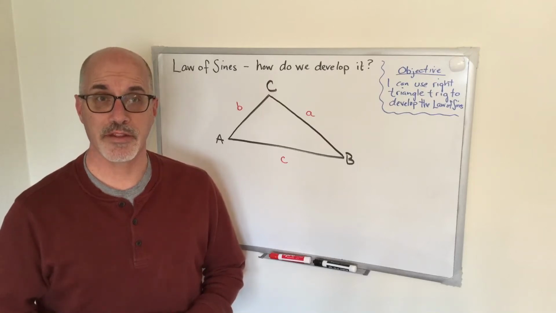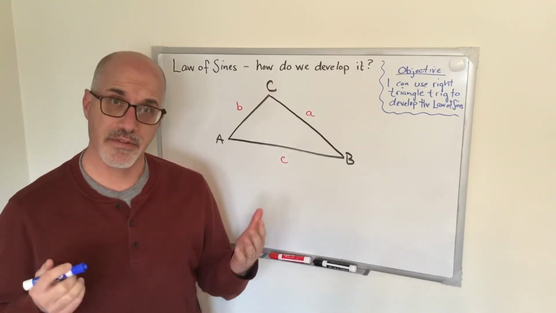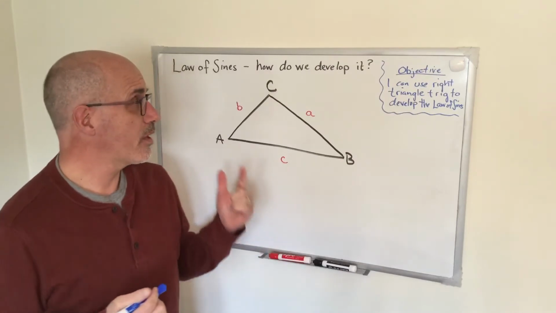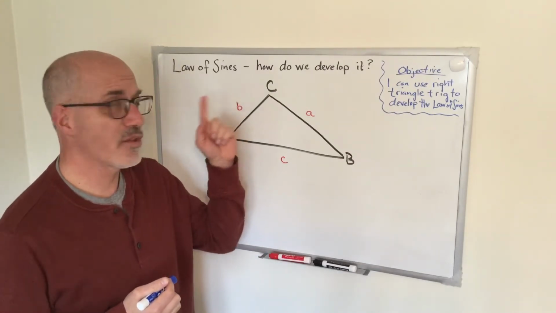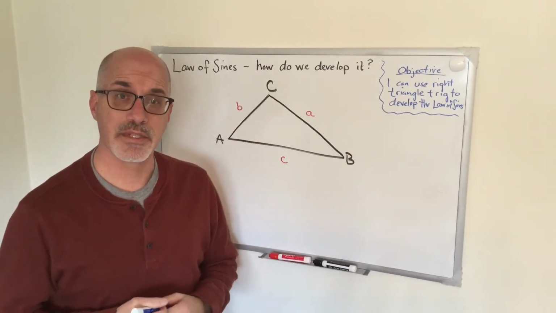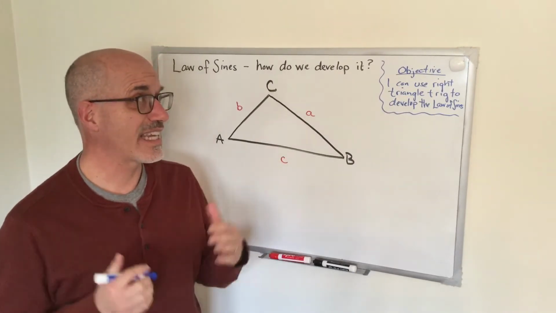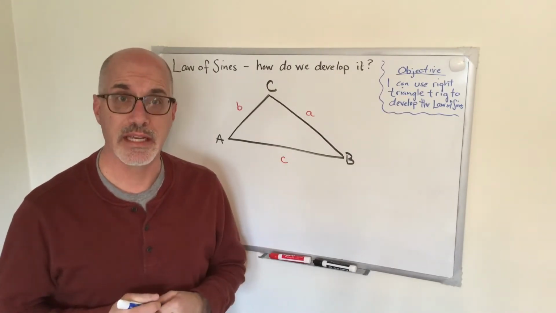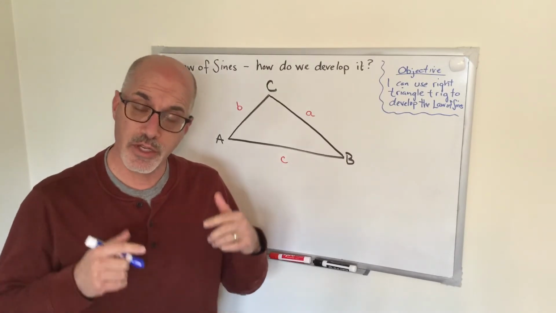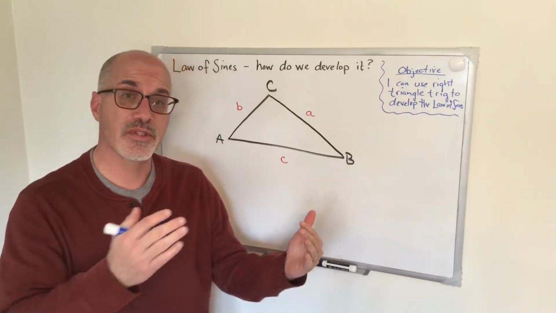This lesson will be about the law of sines, and this will be a first lesson. What we want to do is talk about how the law of sines is developed. Our objective is: I can use right triangle trig to develop the law of sines. So we're going to use what we know and produce something new.